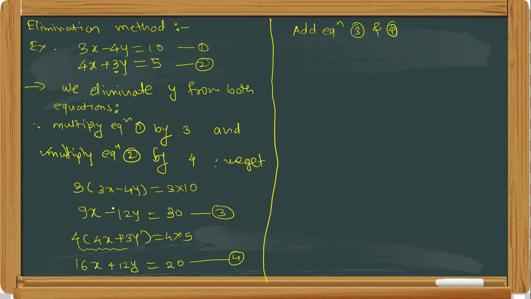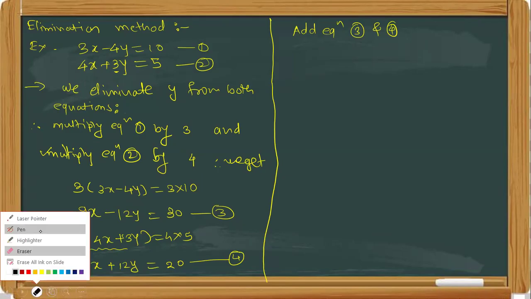If there are two signs, see here, the signs are alternate. Here there is minus, here there is plus sign. So these signs are alternate signs. If they were the same signs, then instead of adding, we would have subtracted in order to eliminate y. Now, if we add these two equations, what do we get?